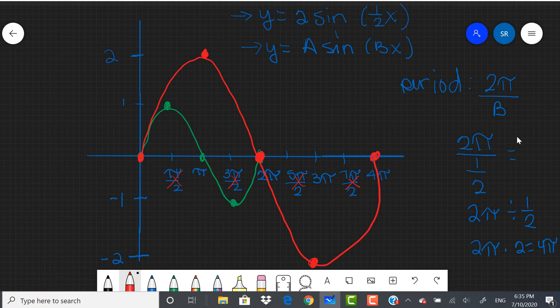And then our graph here is going to look like this. So again, the 2 on the outside tells me my maximum and my minimum, and this 1/2 x here tells me that instead of going from 0 to 2 pi, this graph is going to go from 0 to 4 pi, so it stretches it out. So hopefully that makes sense.